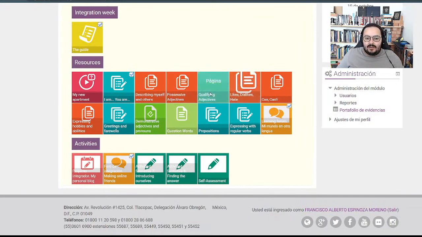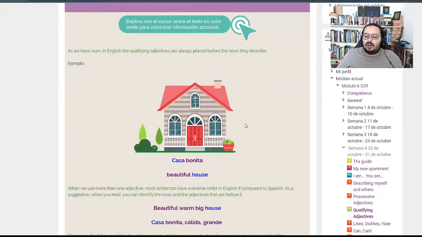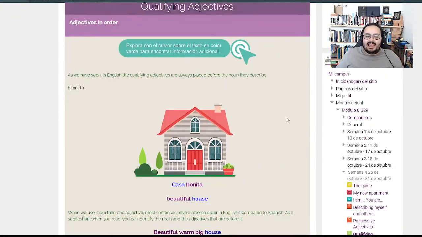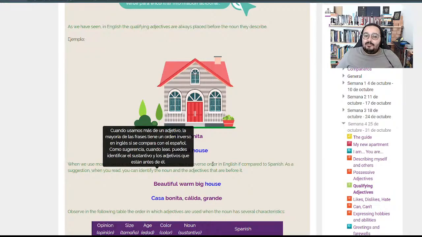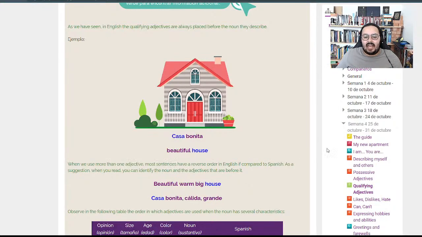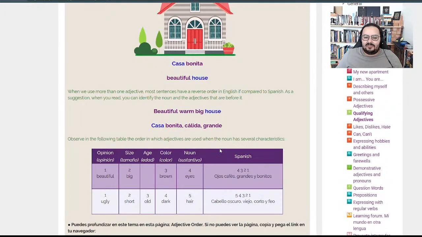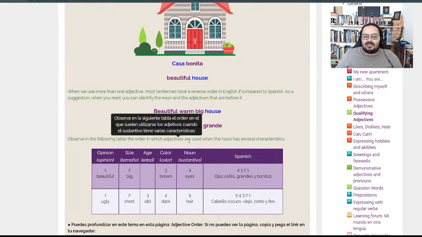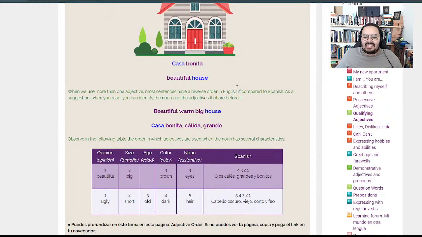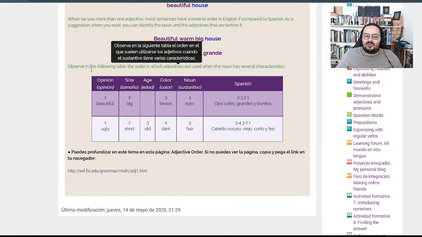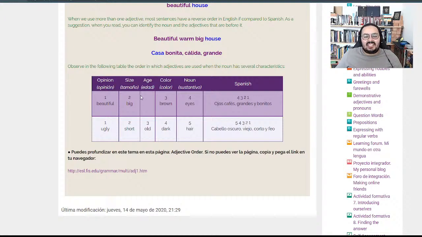And now we have the qualifying adjectives. And here we have the order. Remember that in Spanish we have the noun and then the adjective, like casa bonita, but in English we start with the adjective, then the noun. Beautiful house. Okay? Beautiful, warm, big house, casa bonita, cálida y grande. And here is the order. Remember, we have to start with the adjectives about opinion, then the size, then the age, then the color, and then the noun. For example, beautiful, big, brown eyes. This is an example.